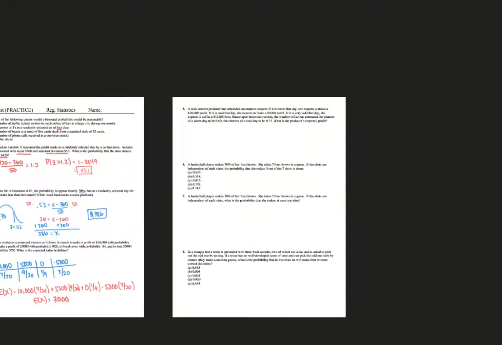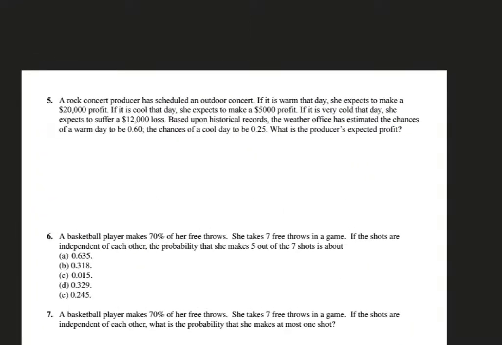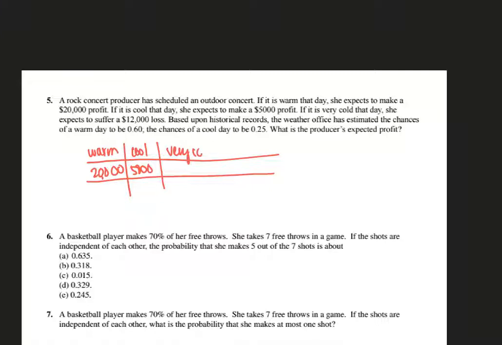All right, moving on to question number 5. So another expected value problem. It says a rock concert producer has scheduled an outdoor event. If it is warm that day, she expects to make a $20,000 profit. If it is cool that day, she expects to make a $5,000 profit. If it is very cold that day, she expects to suffer a $12,000 loss, so negative 12,000.